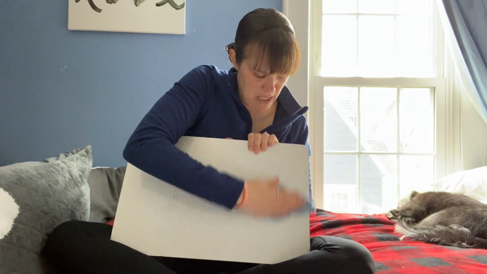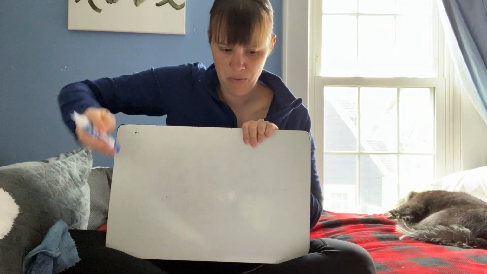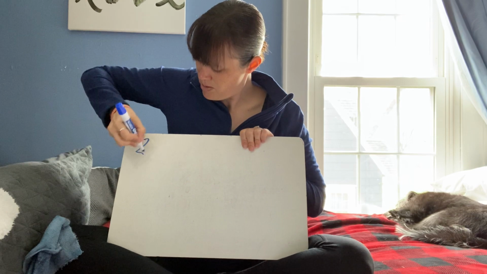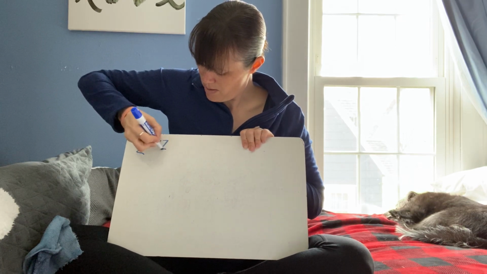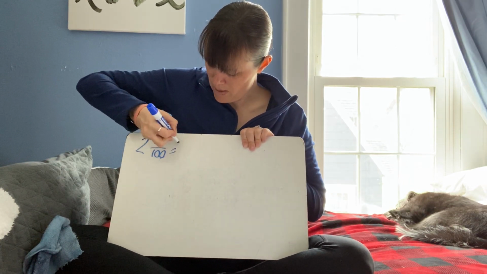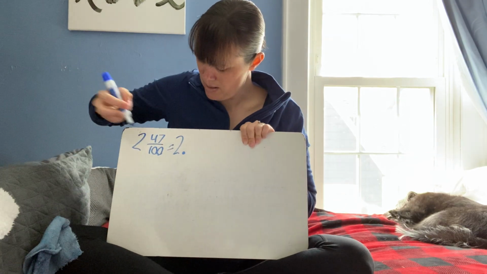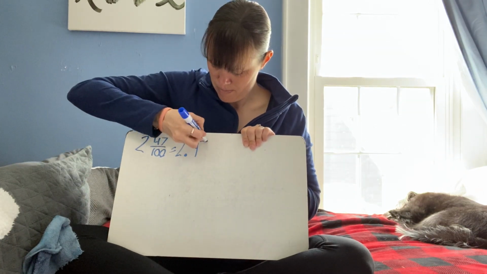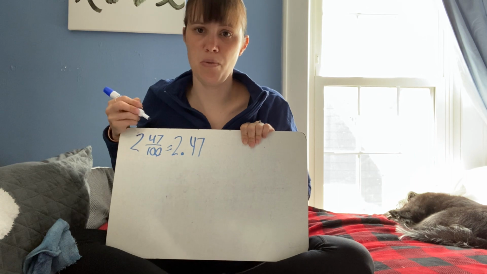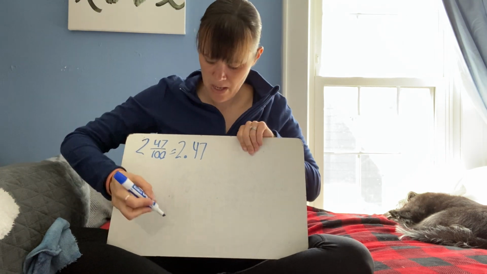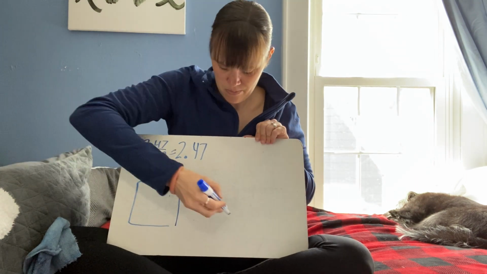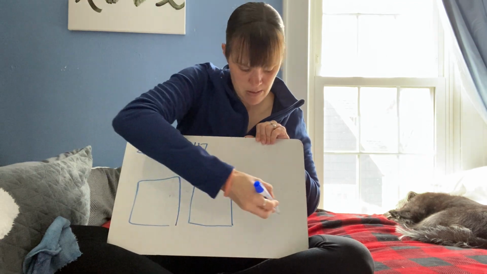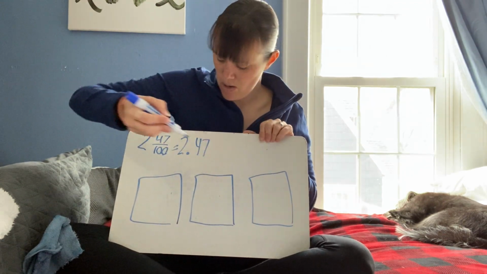First part, we're going to write it in decimal form. We have 2 and 47 hundredths. 2 and 47 hundredths. So that means 2 and 47 hundredths. You probably could do that without me. Now, are we going to use all three of these? Yes, we are. Wait, how did I know that?